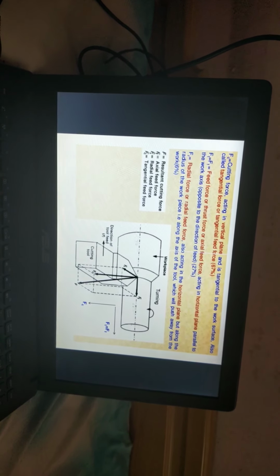The cutting force acting in the vertical plane and tangential to the workpiece is also called the tangential force, which accounts for about 67%. Ff, the feed force or thrust force or axial feed force, acts in the horizontal plane parallel to the work axis, opposite to the direction of feed, and is about 27%. Fr, the radial force, also acts in the horizontal plane along the radius of the workpiece, along the axis of the tool, pushing the tool away from the work, and is about 6%.